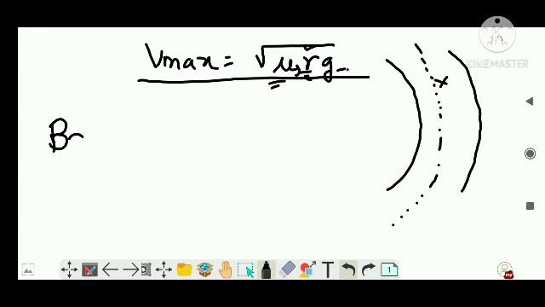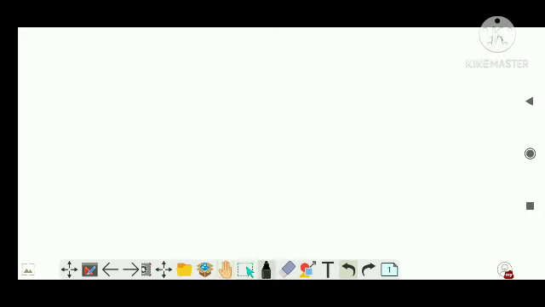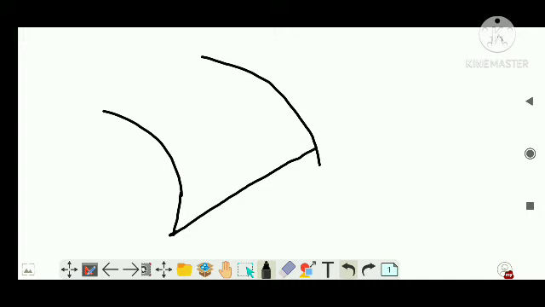I have told a little bit about banking in the live class, but I'm repeating again. When you go for long voyages in the hilly areas, you will see that when you construct a road, I'm drawing it again, if this is the road, it is found that the inner circle is lower than the outer circle of the road, let's say by an angle theta. That's what is seen, or it is constructed in such a way.